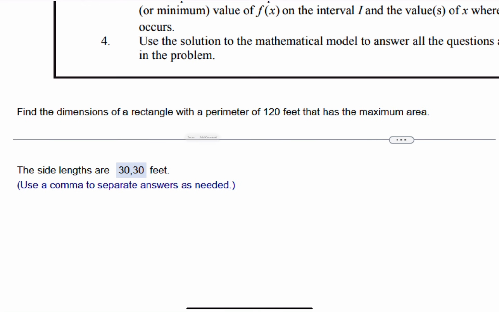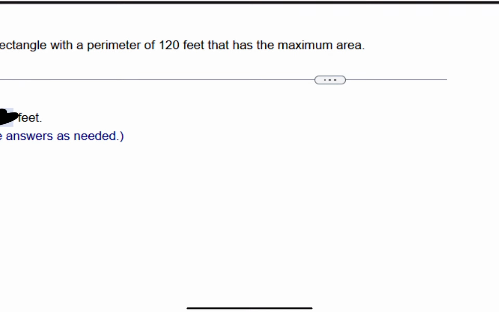It says find the dimensions. Let me go ahead and scratch this off here so you don't see the answer. Find the dimensions of a rectangle with a perimeter of 120 feet that has maximum area. Okay, so let's go ahead and draw a rectangle first. And not a rectangle. Let me try one more time. Very good. So that's a rectangle.